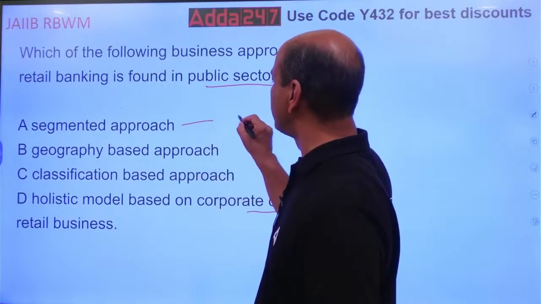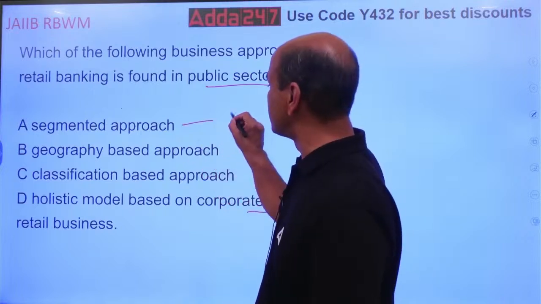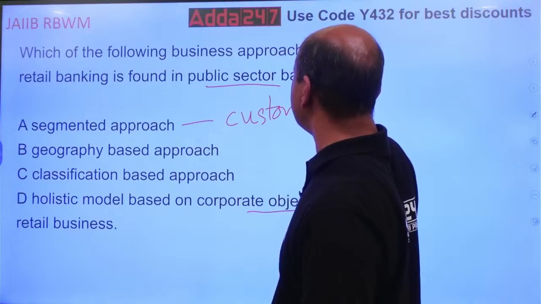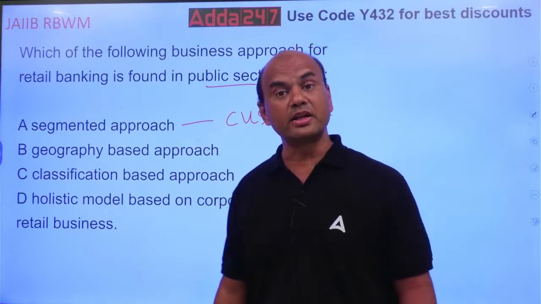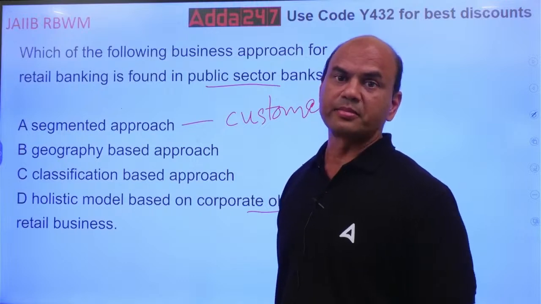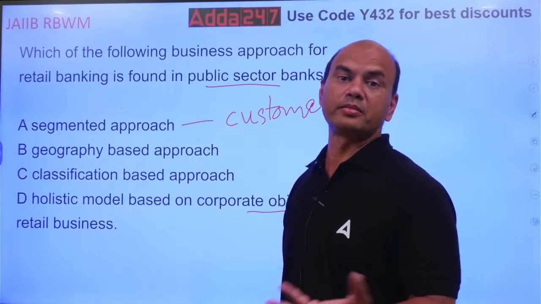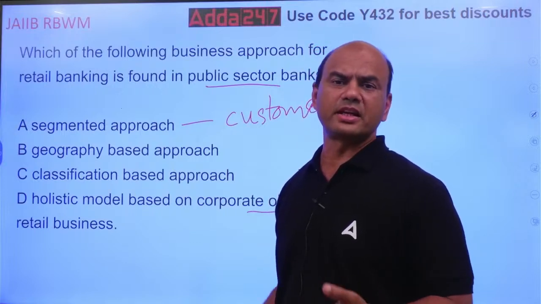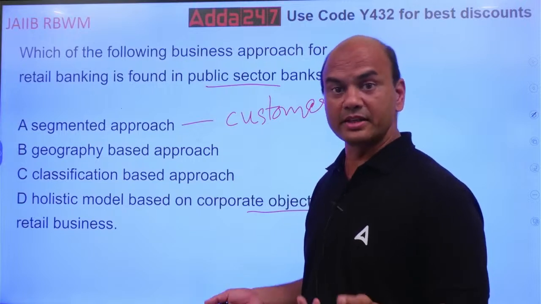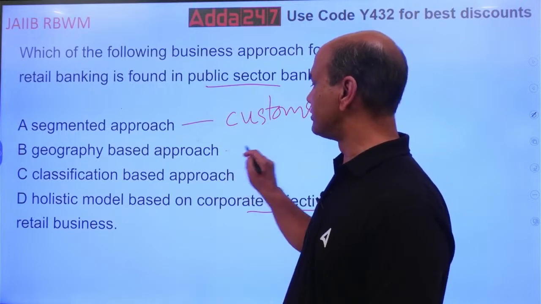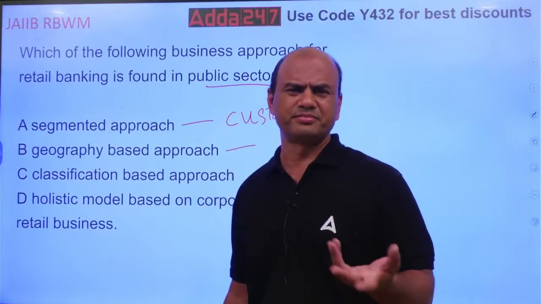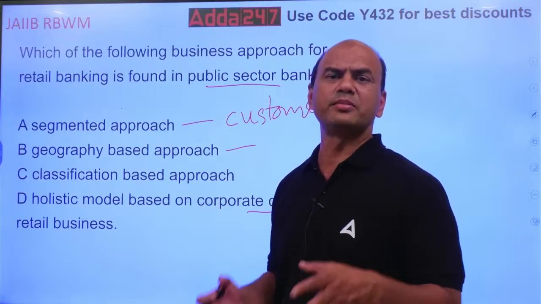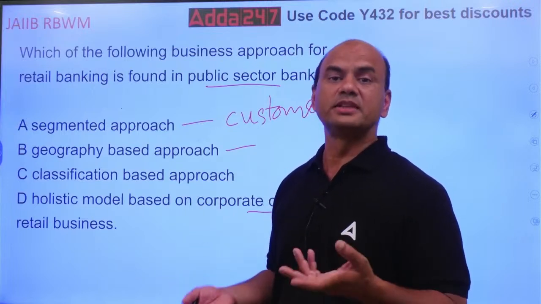Segmented means here we divide as per the customer base. If some branch has many NRI customers, then it's called an NRI branch. Some branches having, let's say, only farmers are called agri branches, farmer branches. Some branches having only industries are MSME branches, like this. Geography based means city branch, let's say Tamil Nadu, Maharashtra, state wise. It can be region wise, zone wise, state wise, city wise, anything.